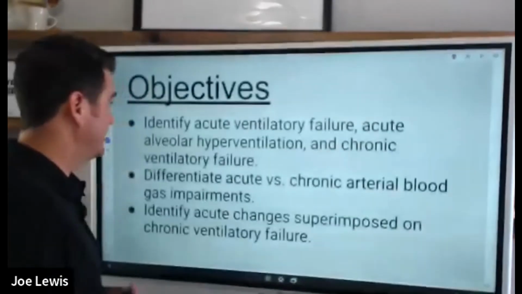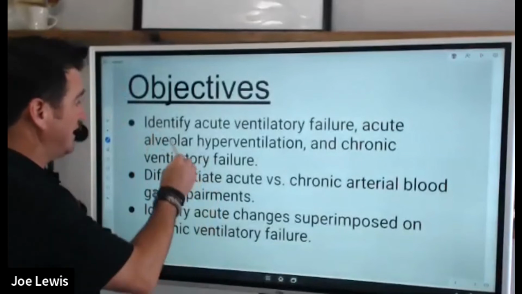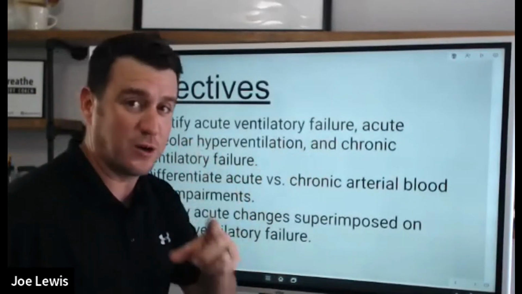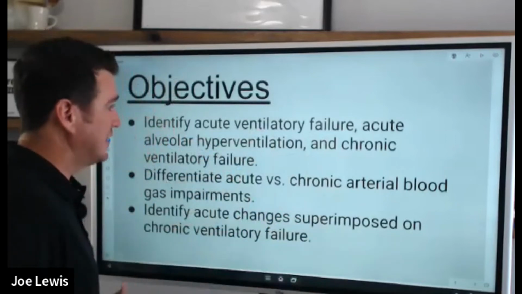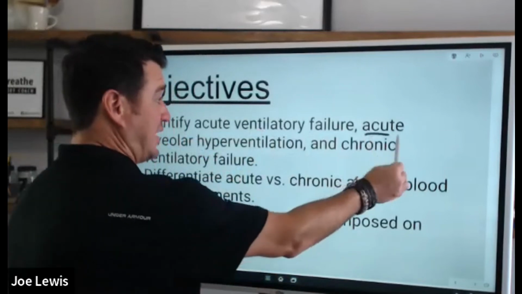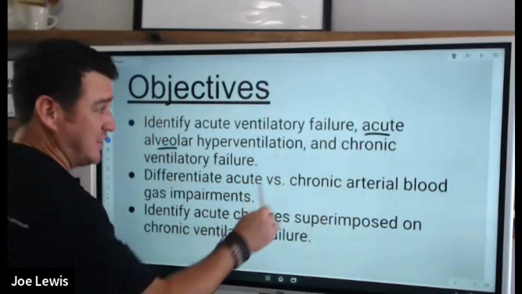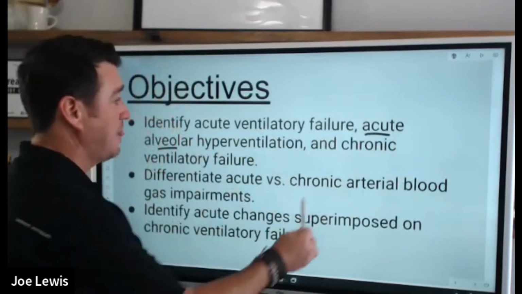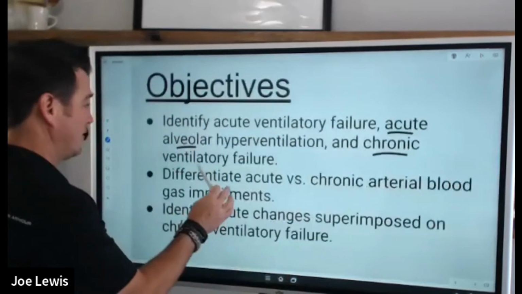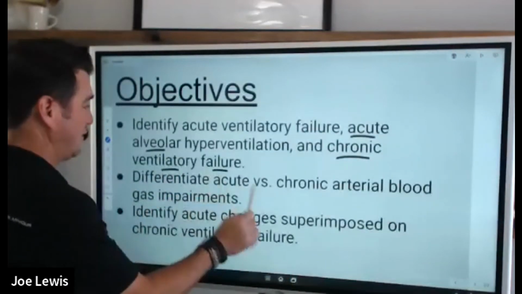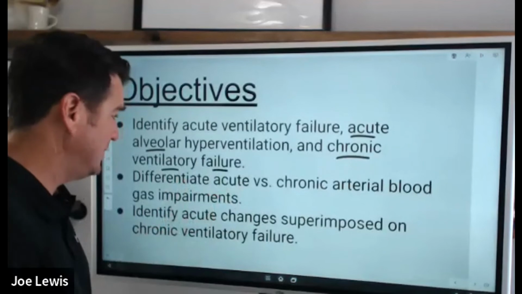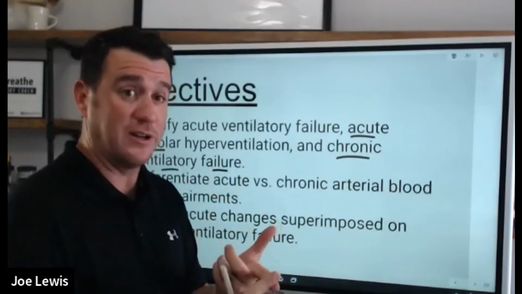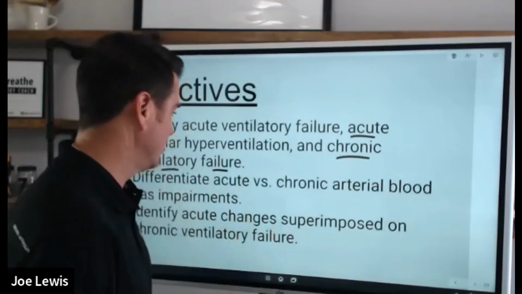Let's look at our objectives here. We are going to, one, identify acute ventilatory failure. Acute ventilatory failure, what does that mean? We're going to identify that. We're also going to identify acute alveolar hyperventilation. What does that mean? What type of blood gas does that look like? And then, of course, chronic ventilatory failure is also going to be another term that we're going to not only define, but also see what it looks like with arterial blood gases.